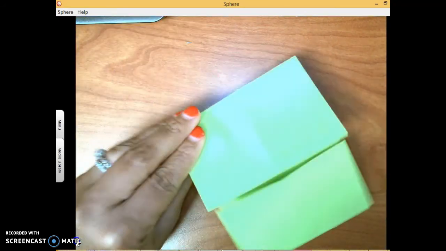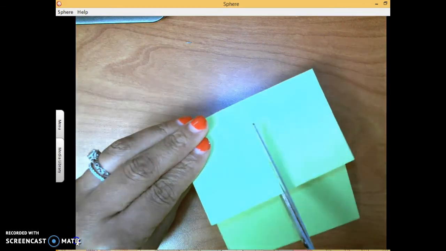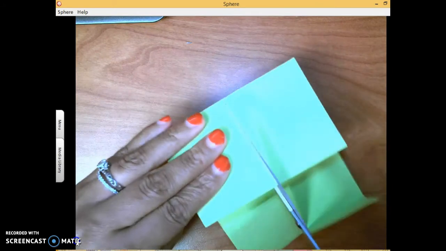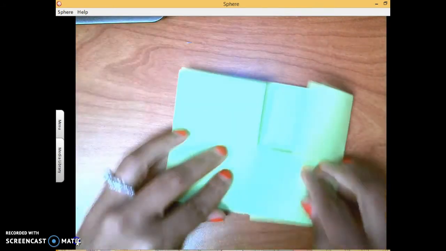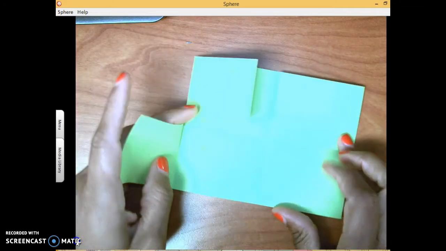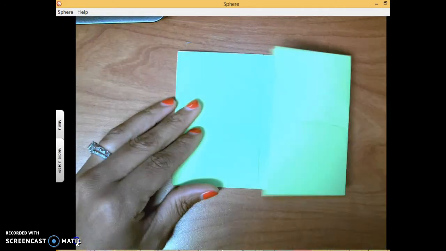Take your scissors and cut both sides. Okay. So you should have 4 windows, like a little window foldable. Okay.